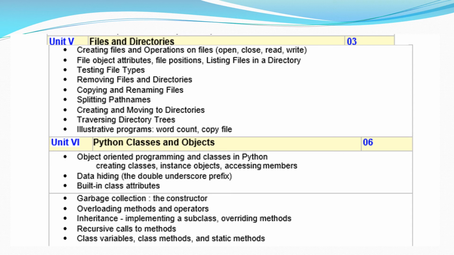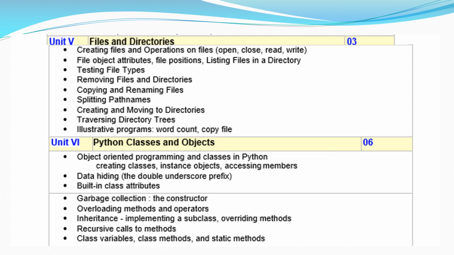Next topic is garbage collection. Python deletes unneeded objects, built-in data, built-in types or class instances automatically to free the memory space. The process by which Python periodically recovers block of memory that no longer are in use is garbage collector. Then next topic is operator overloading, means redefine the meaning of operator.